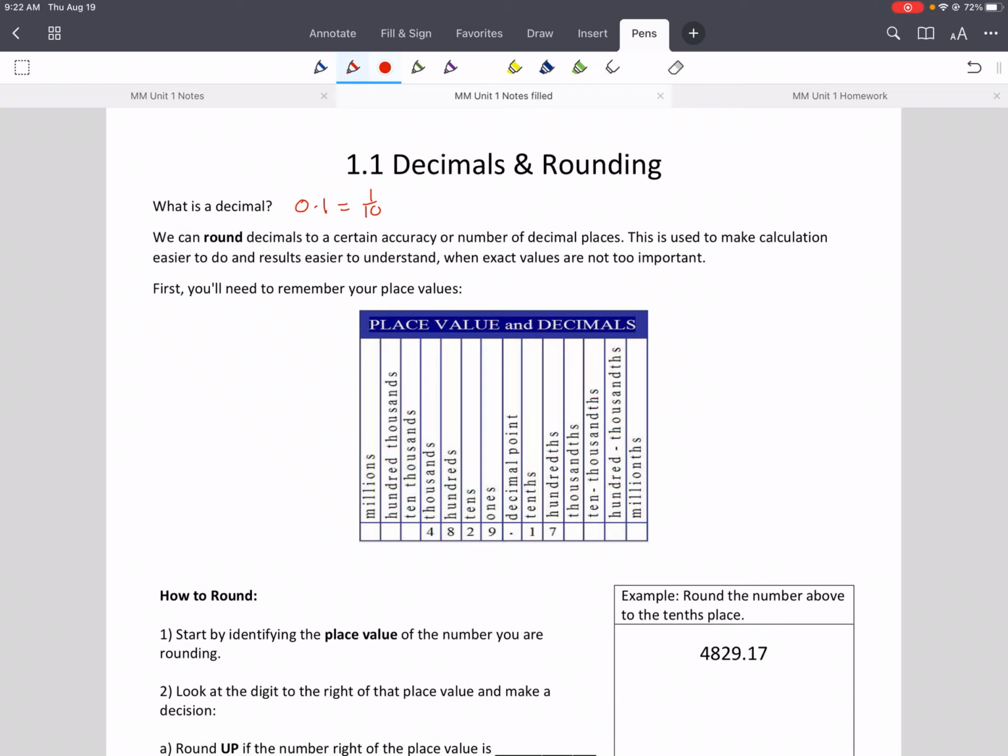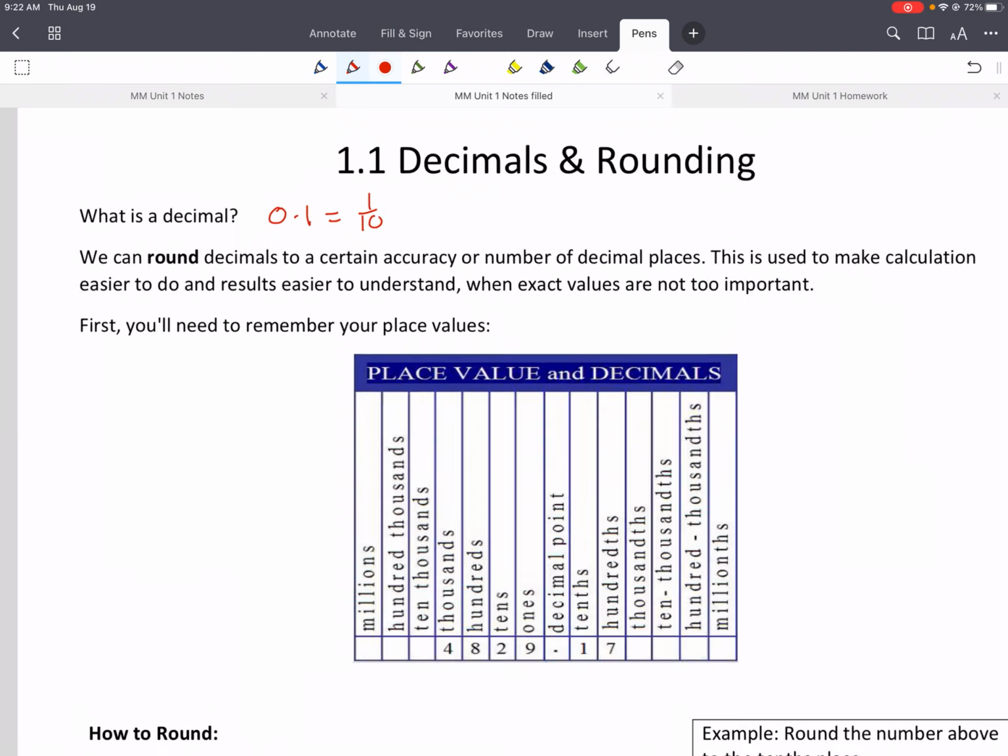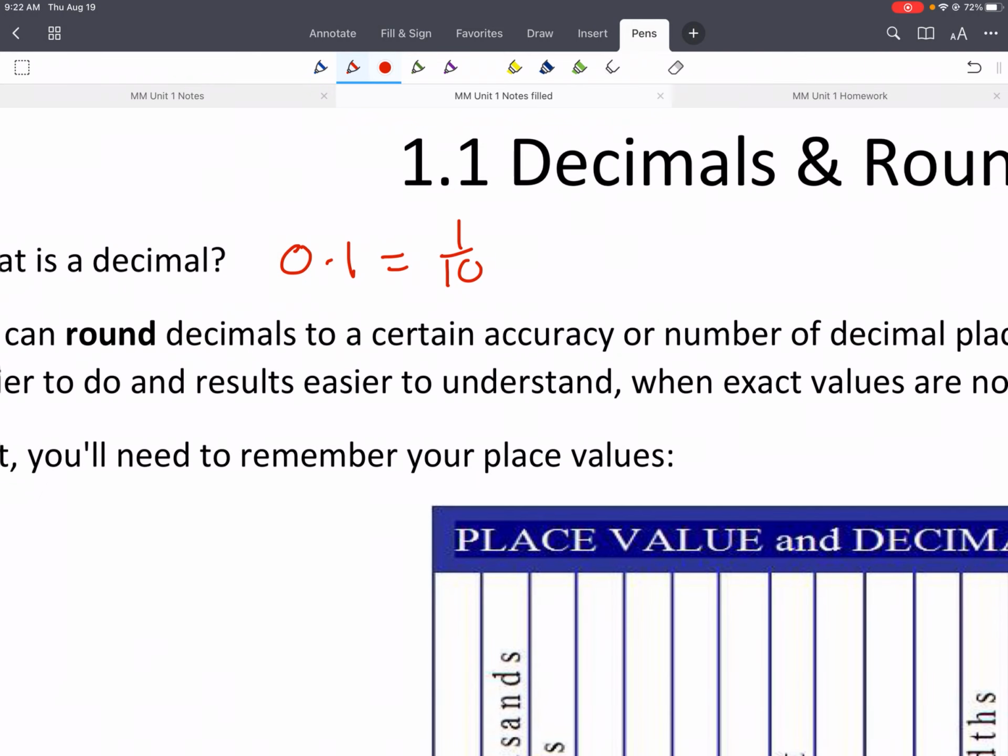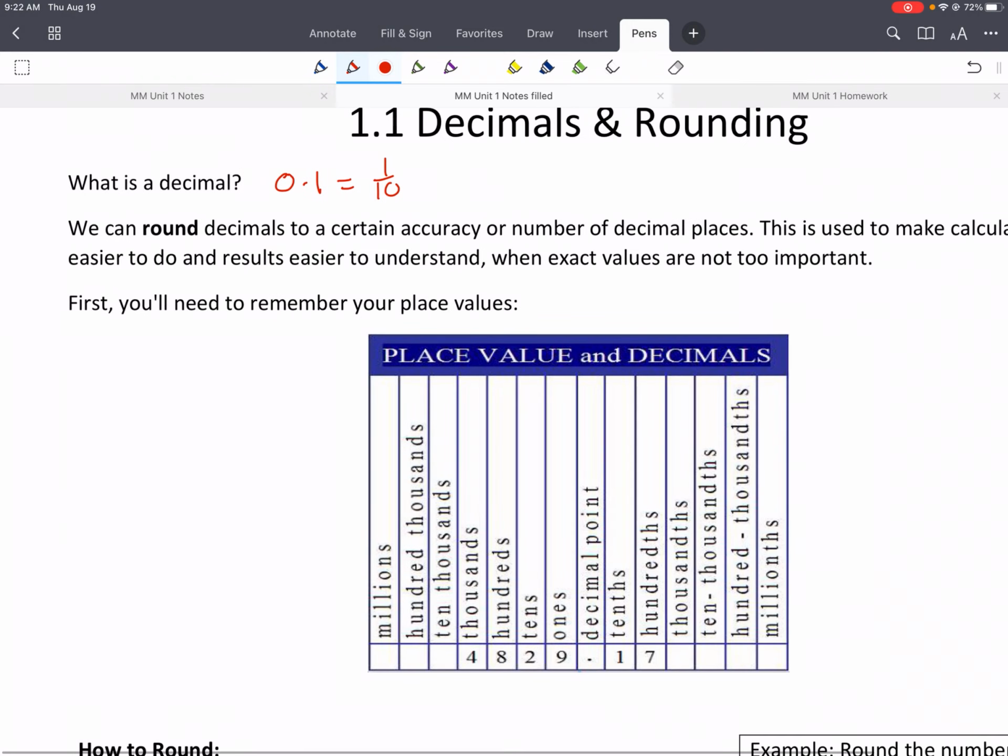All right, welcome everybody. This is 1.1, decimals and rounding. So what is a decimal? Well, a decimal is just part of a whole. It can be written as a fraction, or it can be written as a decimal just like this. And we'll learn how to switch back and forth by using our calculators.